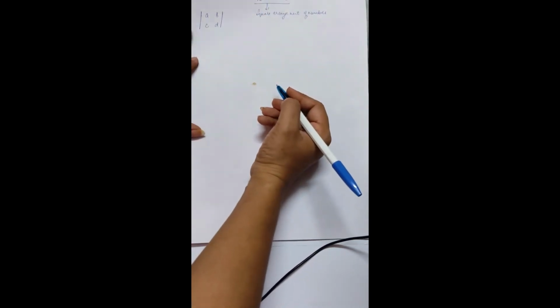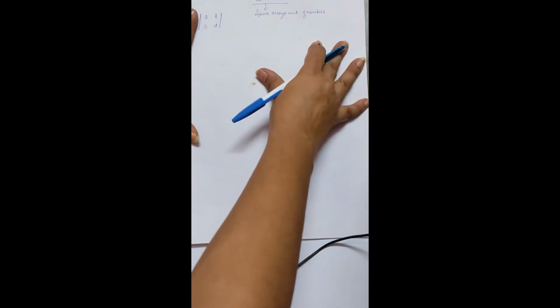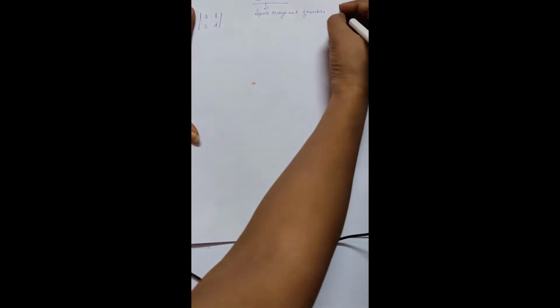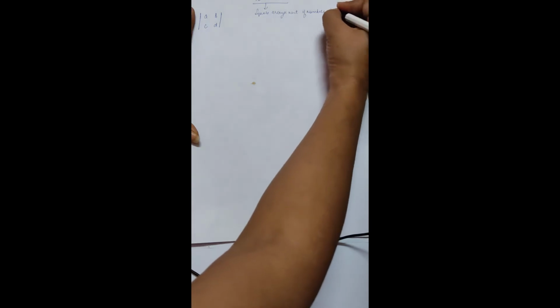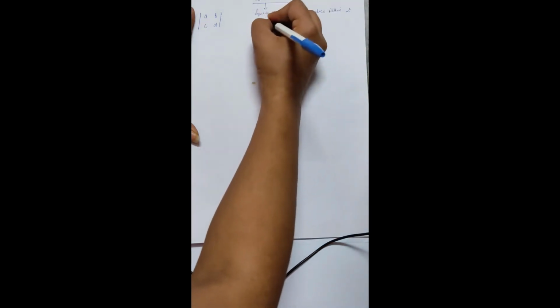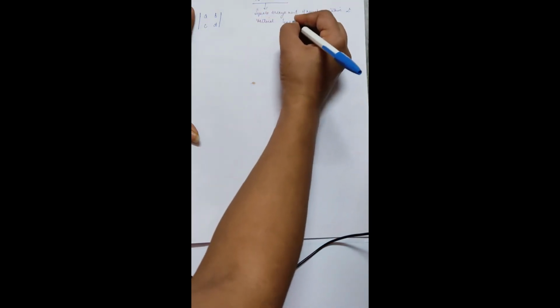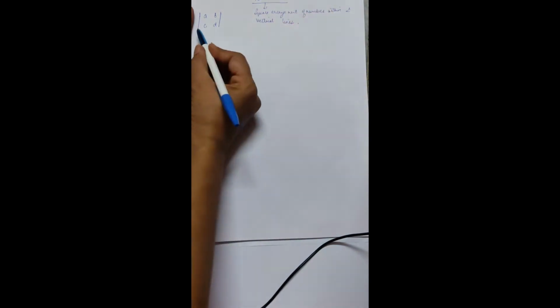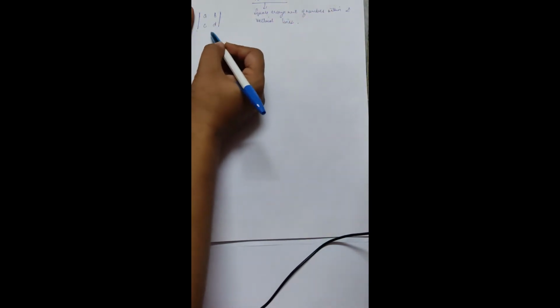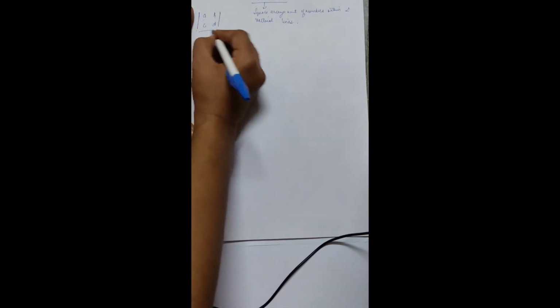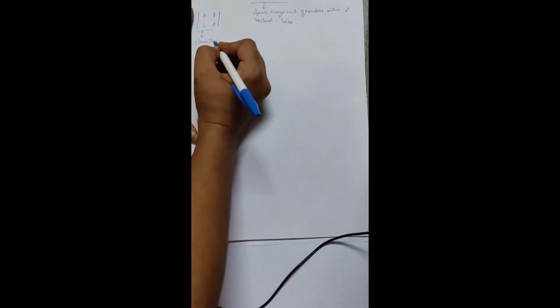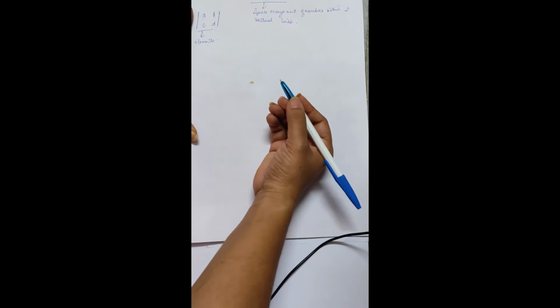Basically it is an arrangement of numbers within two vertical lines. So these are two lines and the numbers are arranged in between the two lines. These numbers a, b, c and d are called elements. They are the elements of the determinant. And the numbers of rows and columns are called the order of the determinant.